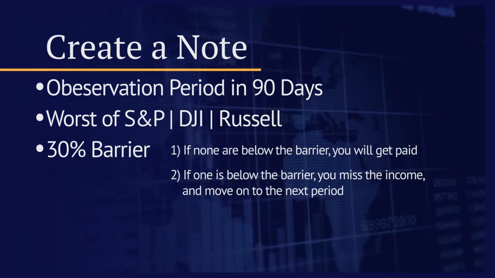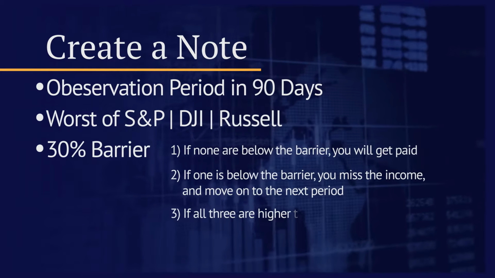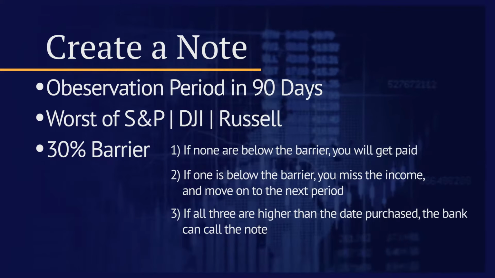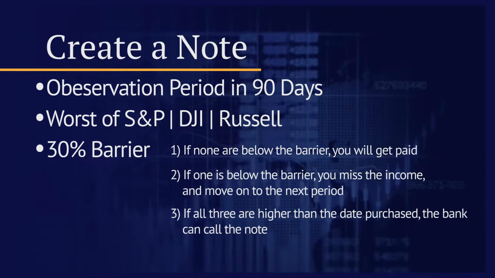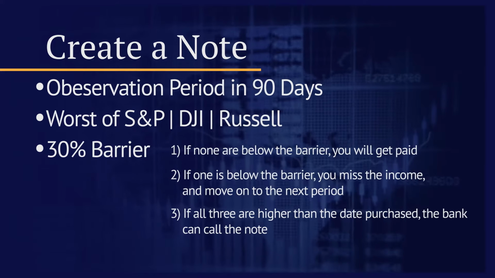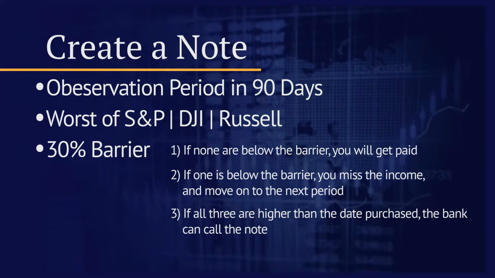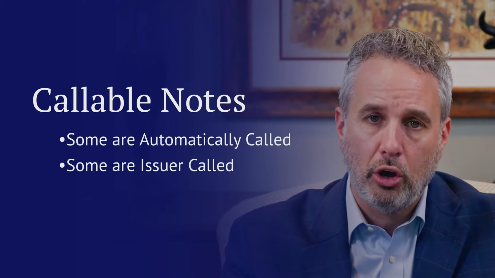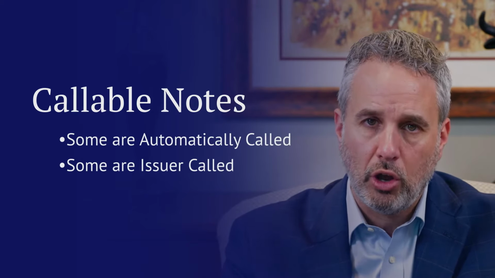The third thing that could happen is the market could be higher than where we bought the notes. So you bought the notes and the stock market rose and all 3 indexes are higher than the day we bought it. In that case, the bank has the right to call the note. There are some notes that are automatically called and there are some that are issuer called. We tend to stick to the issuer callable notes, which means they would have to actually make a decision to call the note from us, in which case you would still get that quarter's payment, and then you would get all your money back, and we would reinvest it in a new note.